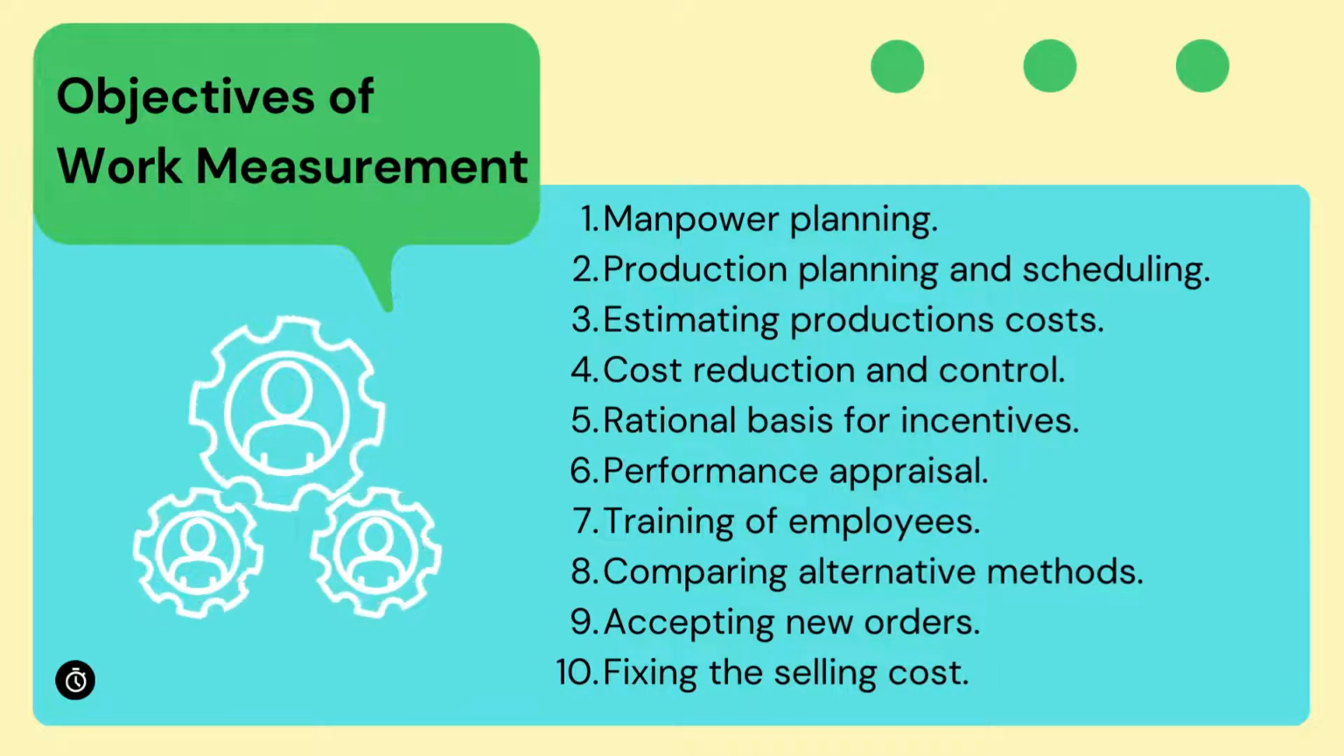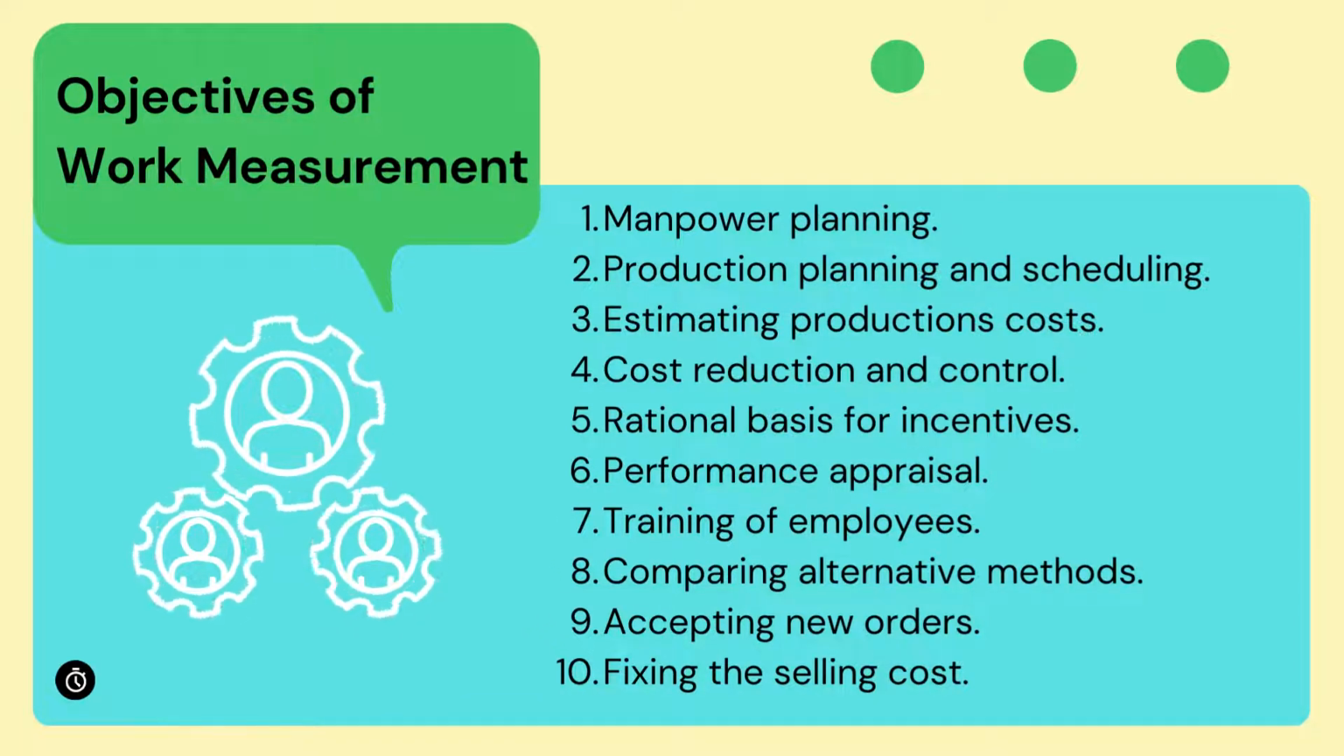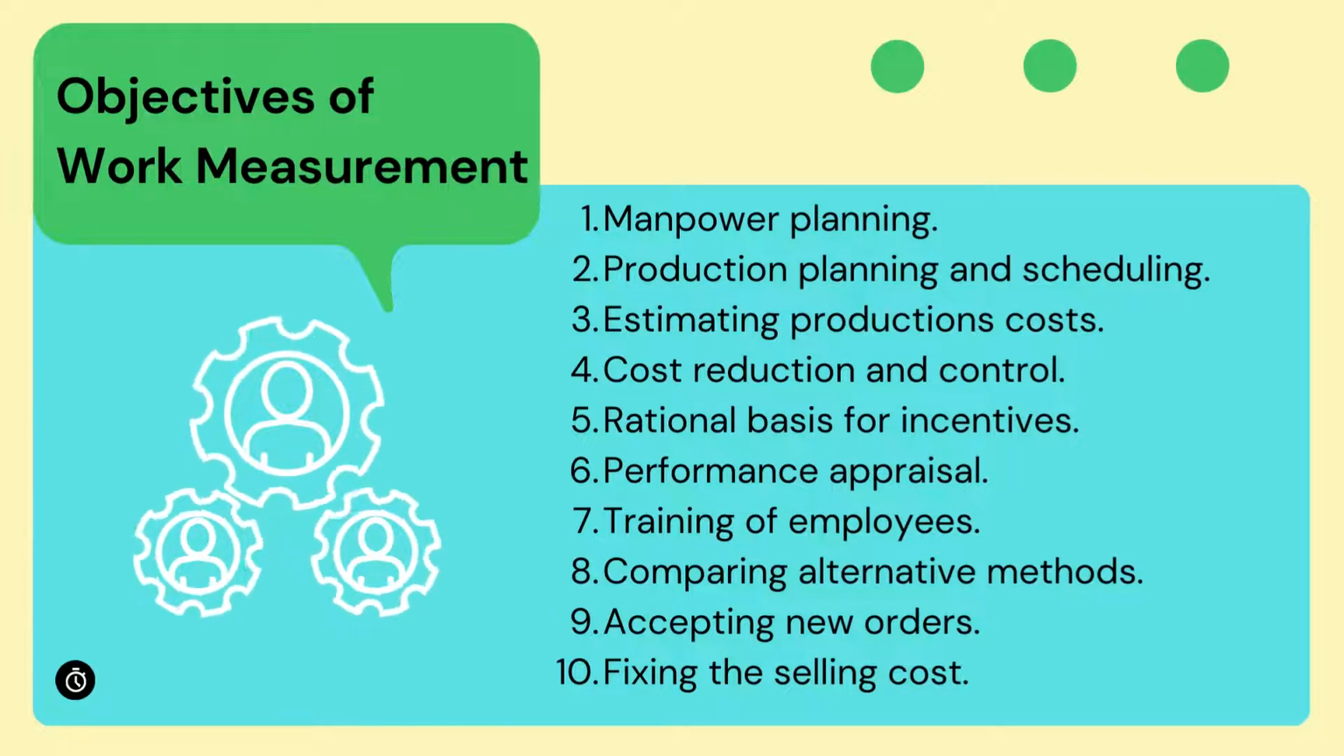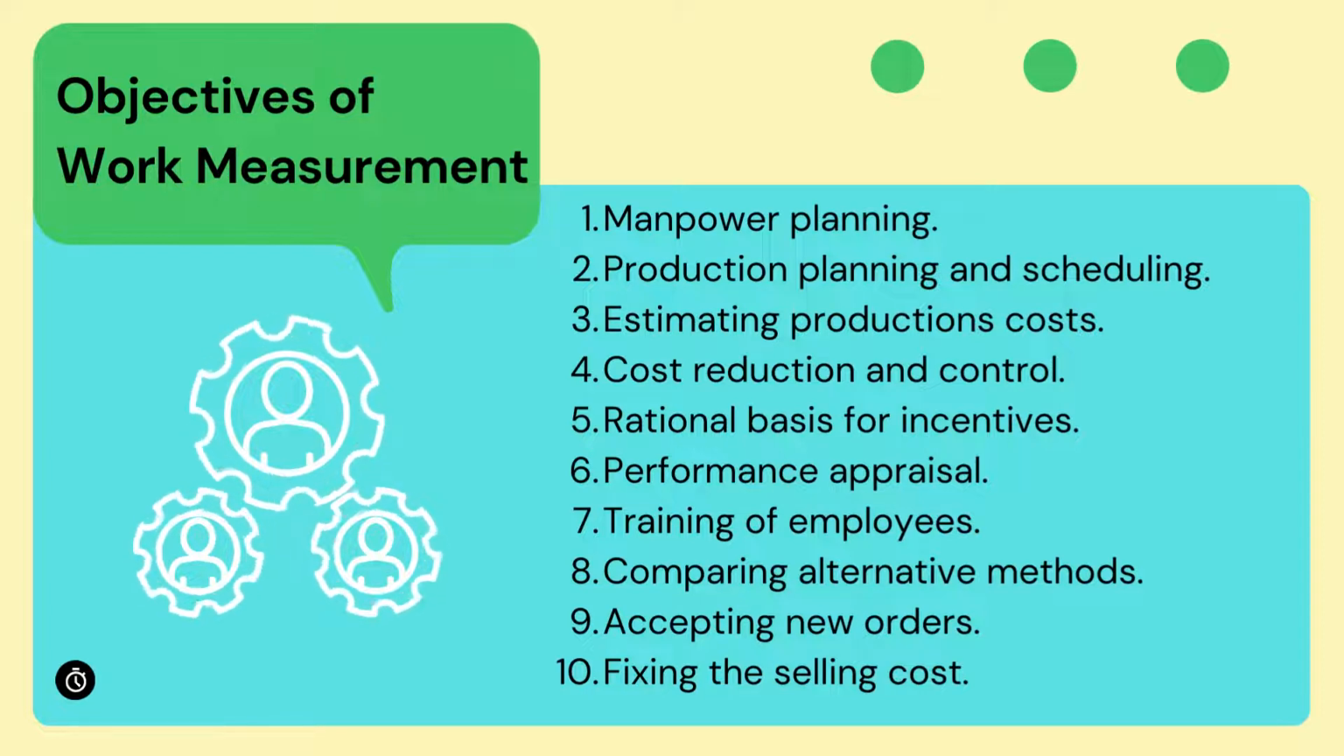Fourth, cost reduction and control. Work measurement data is also used to reduce and control the cost. It helps to reduce the labor cost. This is because it provides a guideline to the employees to work efficiently and effectively. So it helps to make optimum use of the available manpower, and the labor cost will reduce. Work measurement data helps to reduce material costs and it also helps to increase machine productivity.